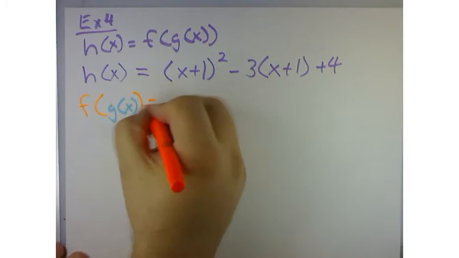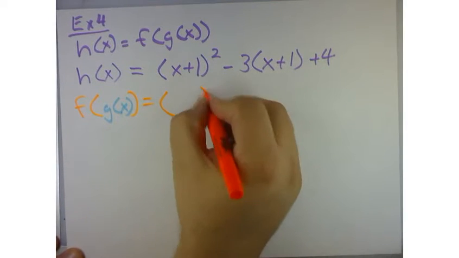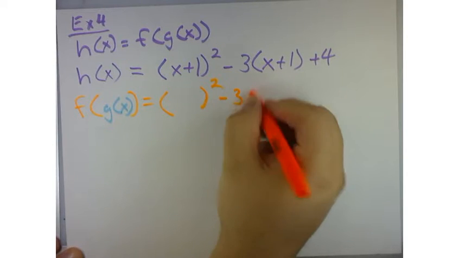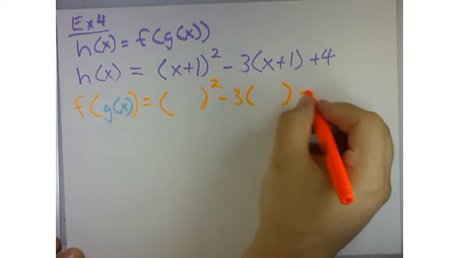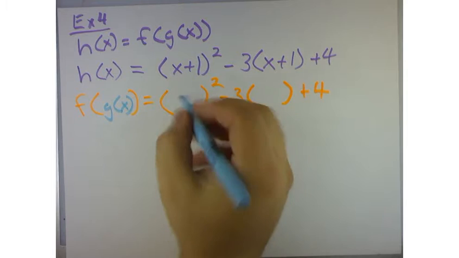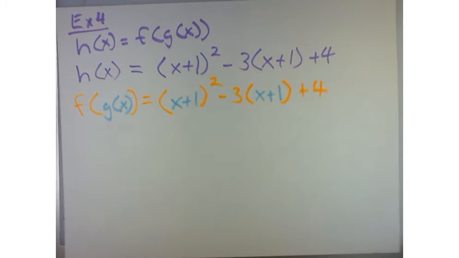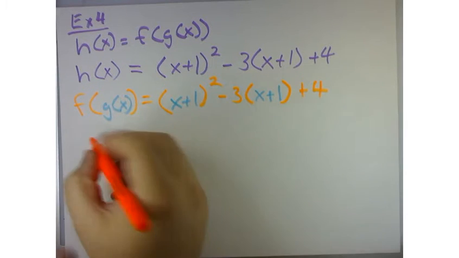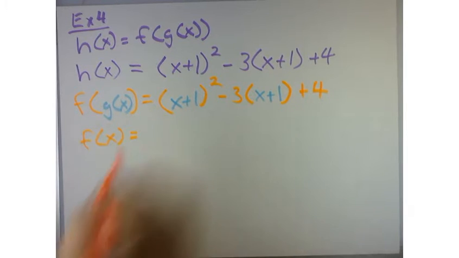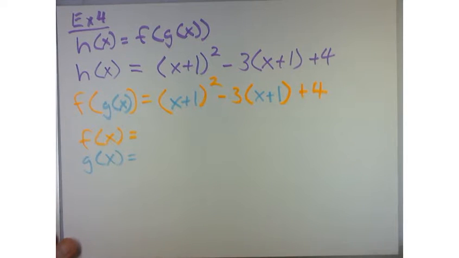So now what I want to look for is the stuff that we're plugging in. So I notice that I have something squared minus 3 times the exact same something plus 4. That something that we're plugging in is x plus 1 and x plus 1. Now, my question to you is this. What is f of x and what is g of x? Well, g of x is the easy one. What's g of x? It's x plus 1.